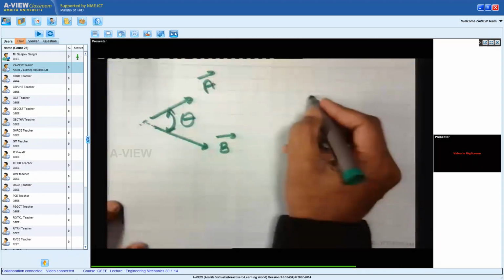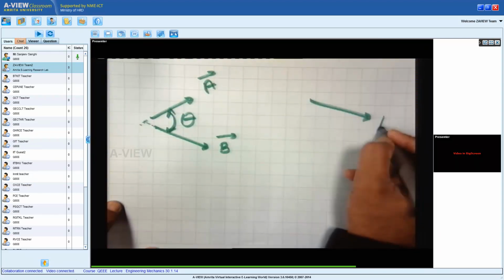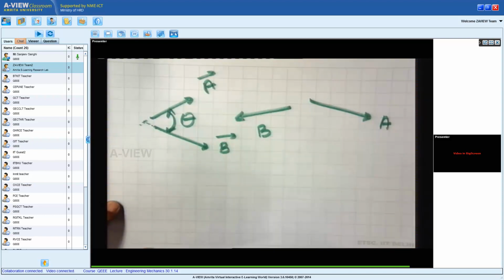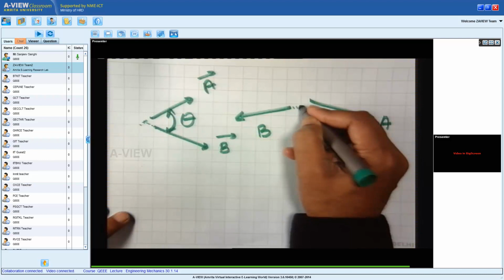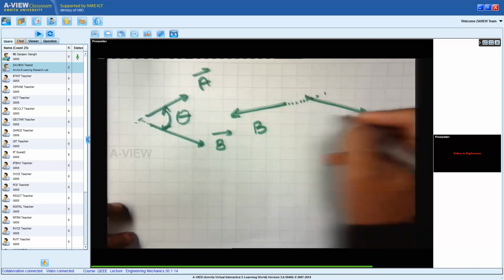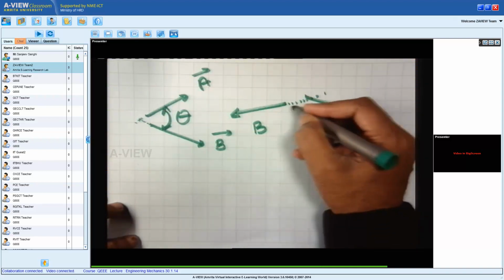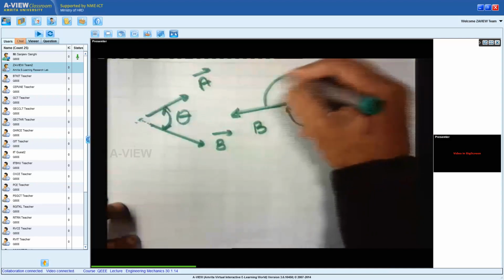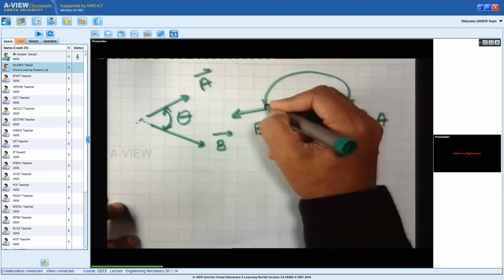Suppose, let me take another example. We have a vector A going like this and a vector B going like this. So once again, we will extend the back ends of the two vectors till they intersect. Now between A and B, either I could choose this angle or I could choose this angle.